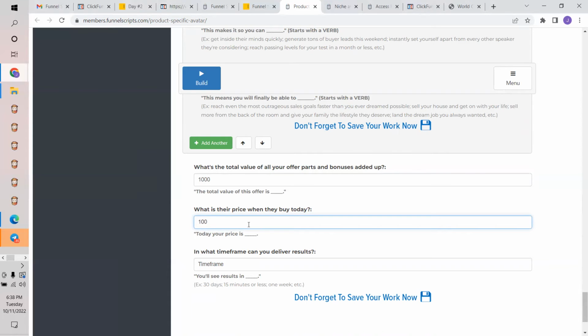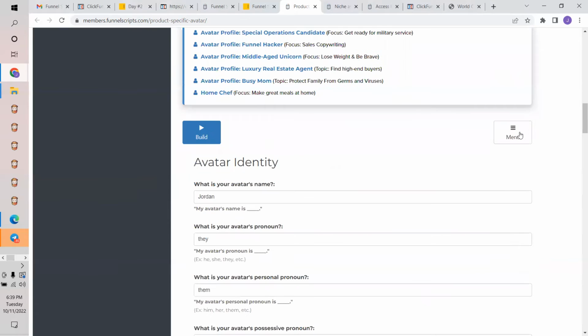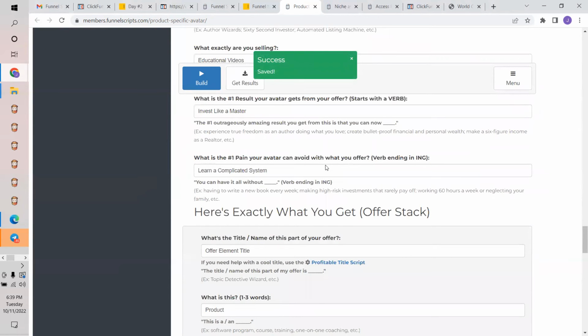And then as far as how much I'm going to charge, 100. We're just building up the funnel, and we're playing around with this. I don't know if that's going to be the exact price. However, that would be something I would go ahead and do. So I would put in 30 days. I'd save my work so I definitely don't forget it. And then build this.